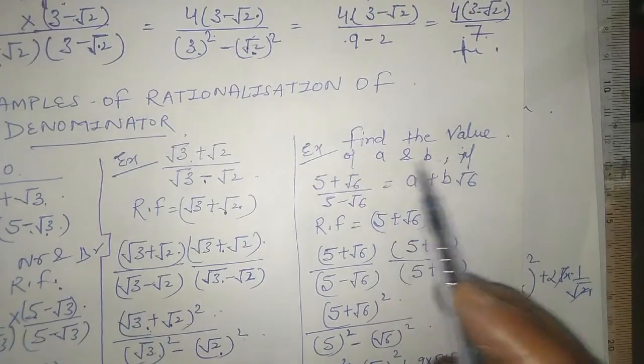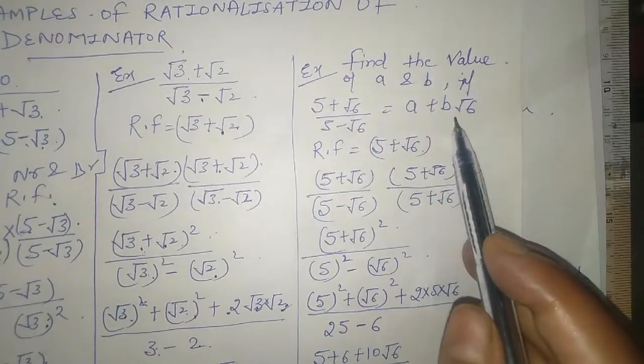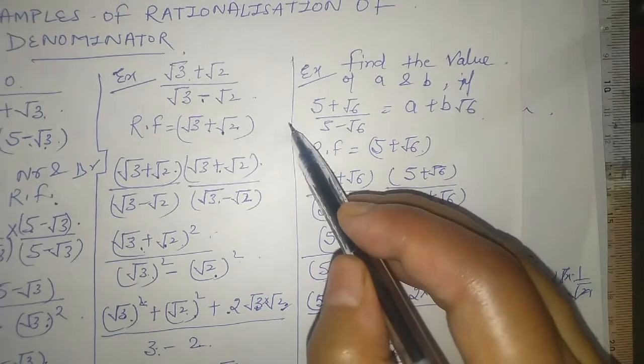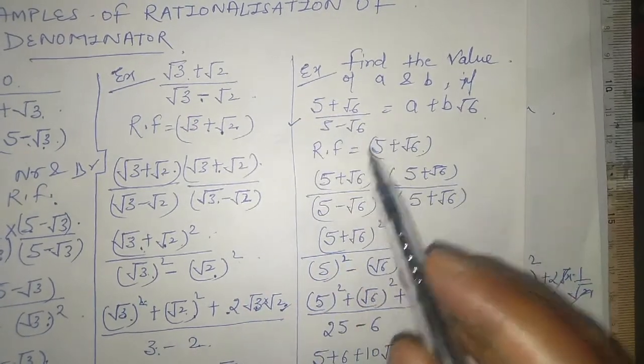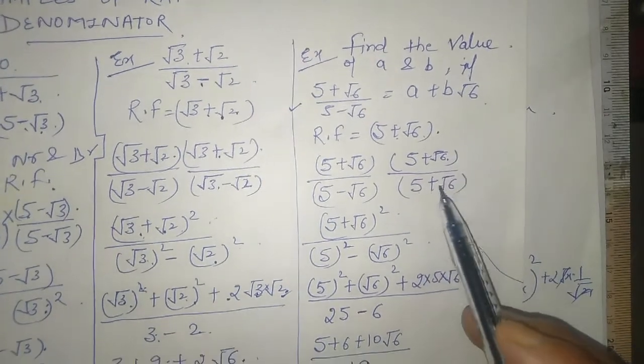Find the value of ab if (5 + √6)/(5 − √6) = a + b√6. So first we will solve the left hand side. Similarly, by rationalizing, the factor is 5 + √6. So multiply numerator and denominator.